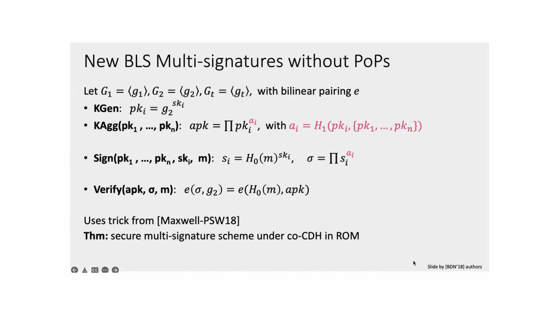This result was actually proposed in a forum post by Maxwell, I believe, and then, as I said, was formalized later. And this gives secure BLS multi-signatures under some flavor of the CDH problem in the random oracle model.